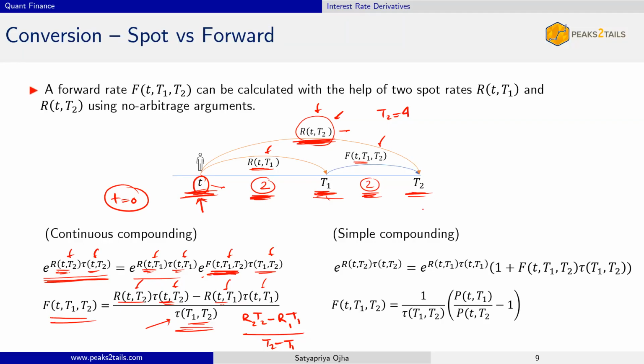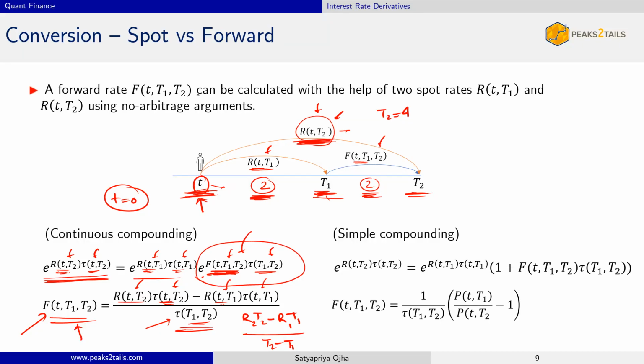Okay, the same argument you can do. So we got this answer, which is a continuously compounded forward rate. How do I know it is a continuously compounded forward rate? Look at the formula. I have applied it as e to the power rate times year fraction. Whenever you apply the growth in this fashion, it is a continuously compounded rate. So you got the answer in terms of a continuously compounded forward rate.